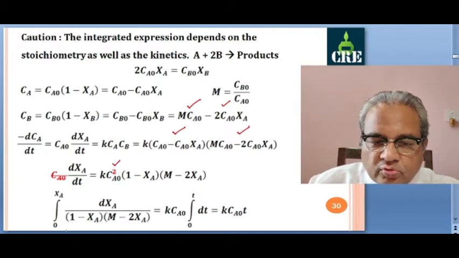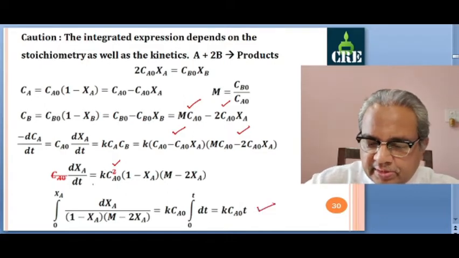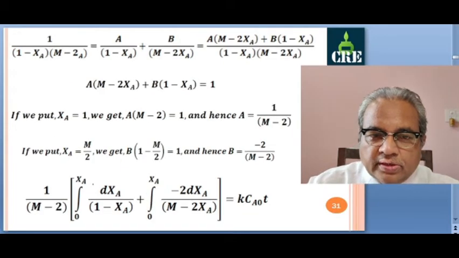At t equal to 0, conversion is 0, no conversion. At any time t, conversion is some value XA. The integral of dt is t between 0 and t. So on the right hand side we are left with only K CA0 t. On the left hand side we have to solve this integral.